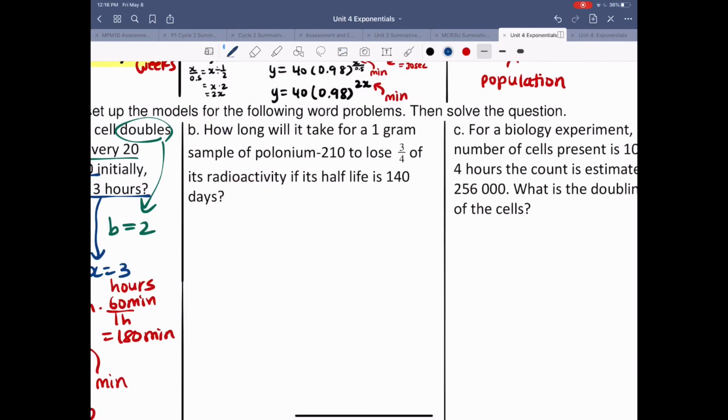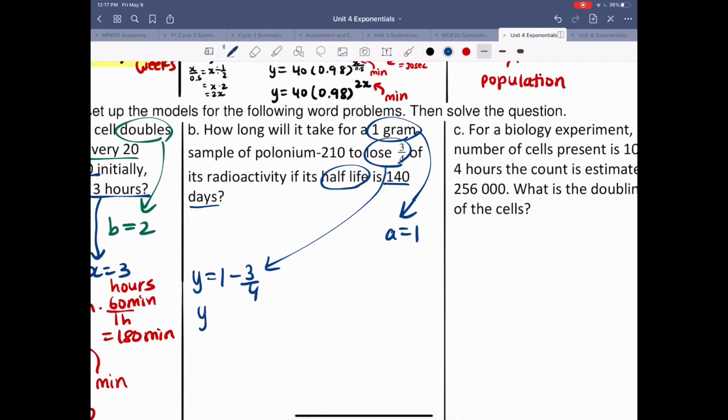So question B, how long will it take for 1 gram sample of polonium-210 to lose 3/4 of its radioactivity if its half-life is 140 days? So let's interpret each part. So that 1 gram, that is A equals 1. That is my initial amount. Next, I have lose 3/4. I have to interpret that later, but basically I start off with 1, but I'm going to lose 3/4. So that means I'm going to have 1/4 at the end of this. Okay, I'm going to go back to that after.